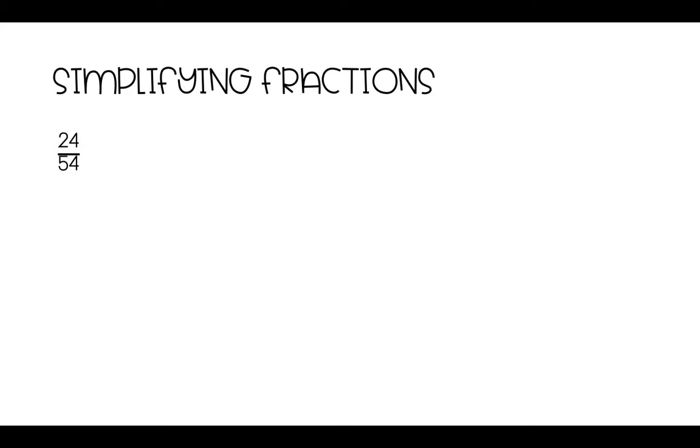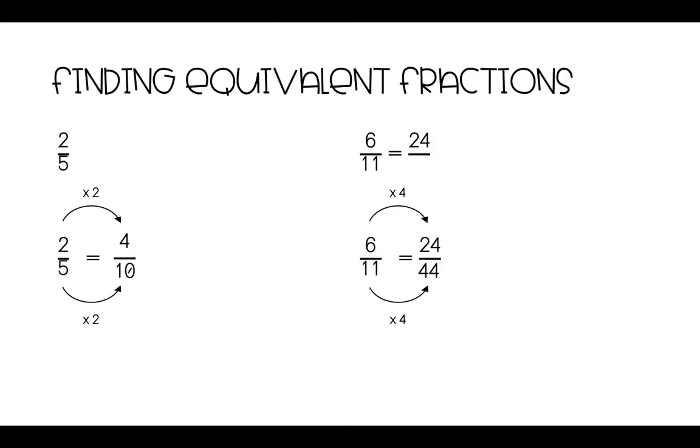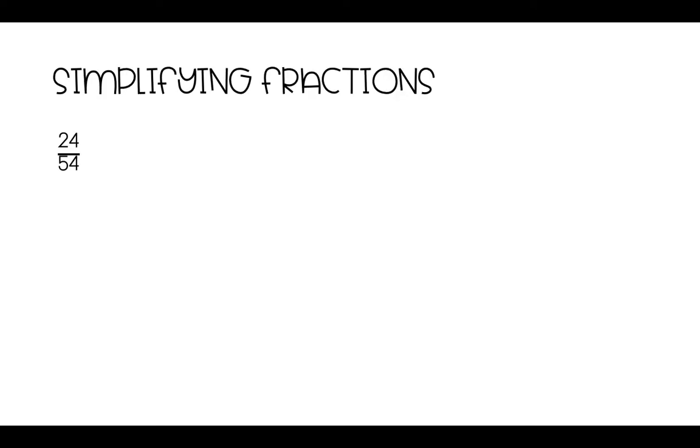Now we can do the opposite, where we're going to find some smaller fractions, okay? In these previous ones, we went from a small fraction up to a large fraction by multiplying them. Now we're going to go the opposite direction, from a large fraction to a smaller fraction, and we call that simplifying fractions.